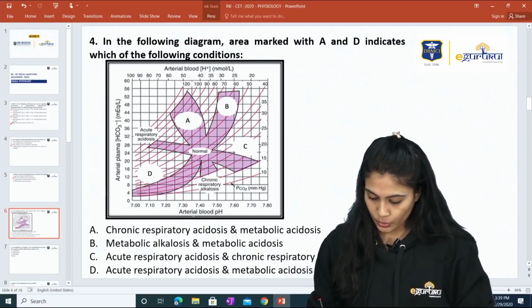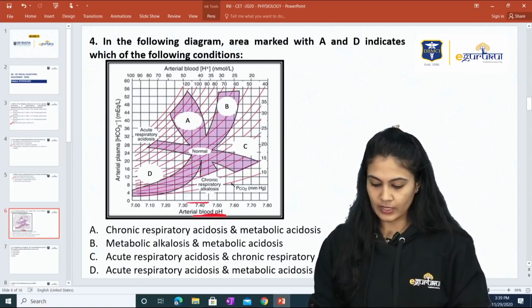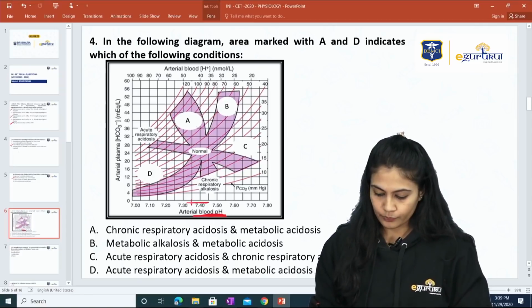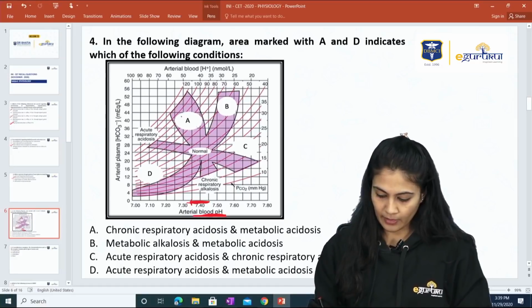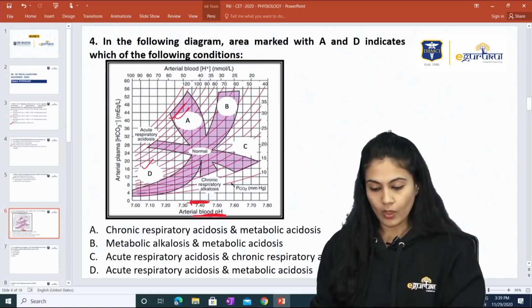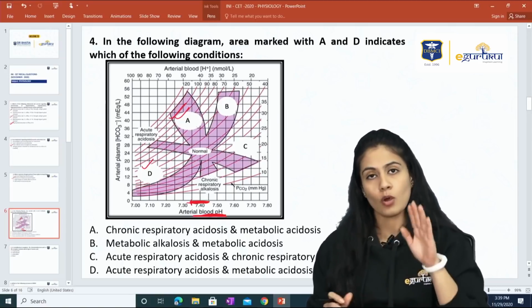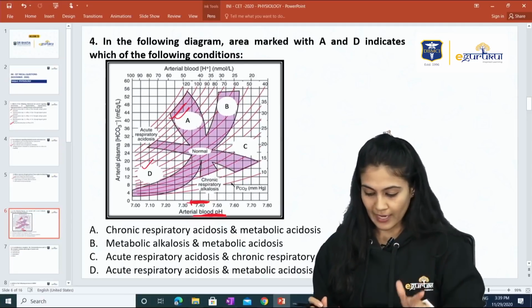Over here, they are showing the blood pH, right? So normal is 7.35 to 7.45, right? So this level is normal. Now, what is happening in the A and D? Remember, both A and D are acidosis, right? Why? The pH is low. The pH is low, right? Simple. One thing is sorted out, that both are acidosis.